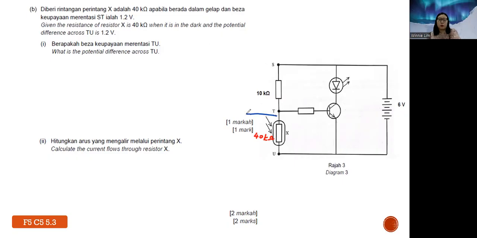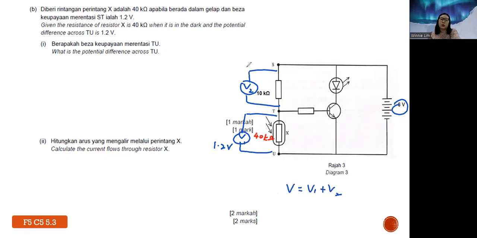If I were to draw, the voltage is in parallel to here. So I assume this one is V1, this one is V2. They say V1 is actually 1.2 volt. Now you have to know the relationship between the main voltage with V1 and V2. In this context, V equals V1 plus V2. So what should your V2 be? V2 will be 4.8 volt. So how do you get that? You can write V across TU like that: 6 minus 1.2, 4.8 volt.